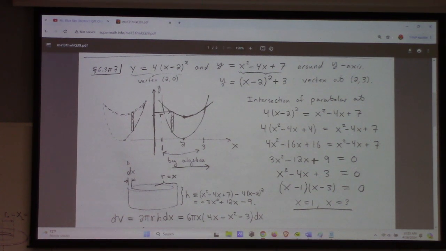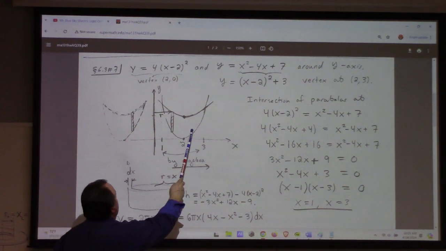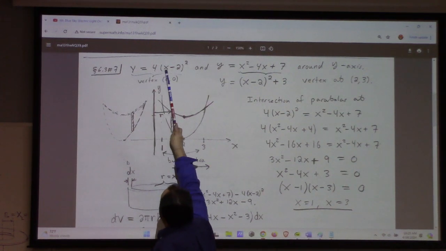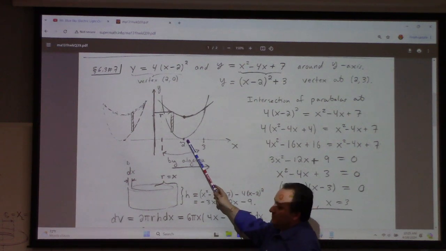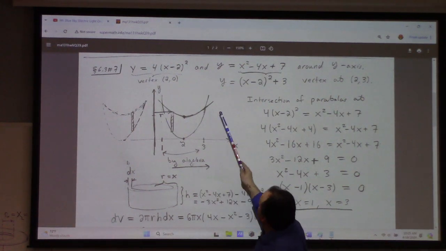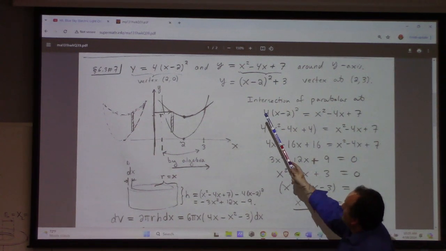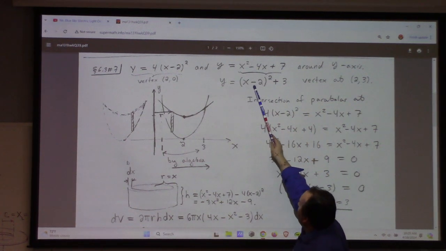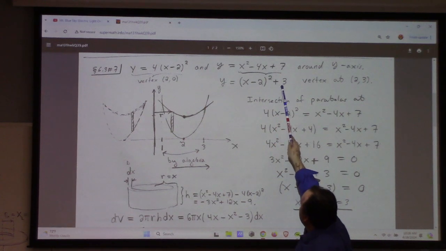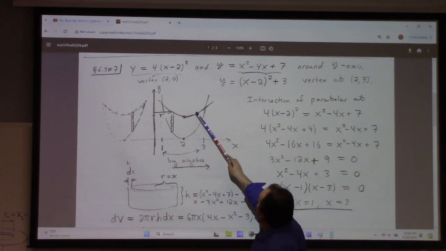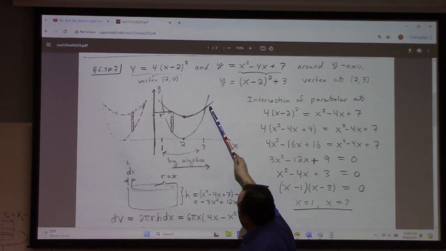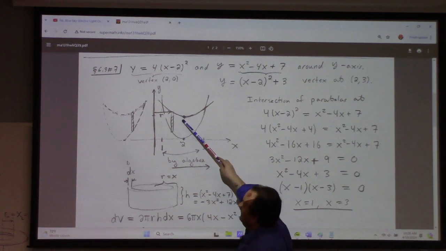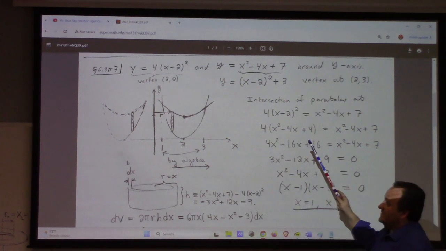Anyway, here I have y equals 4 times (x minus 2) squared. That, my friends, is a parabola which bounces off the x-axis at 2. It opens upward like so. That's the one curve. The other curve is y equals x squared minus 4x plus 7, which I completed the square on, to see that the vertex of that parabola is at (2, 3). So the vertex is up here, and that one also opens upward. And so there's a region between the two parabolas which is bounded, and that is the region which is then rotated around the y-axis for this example.